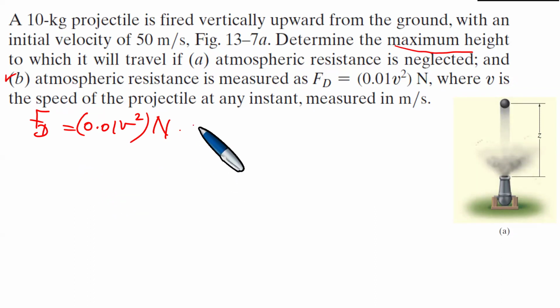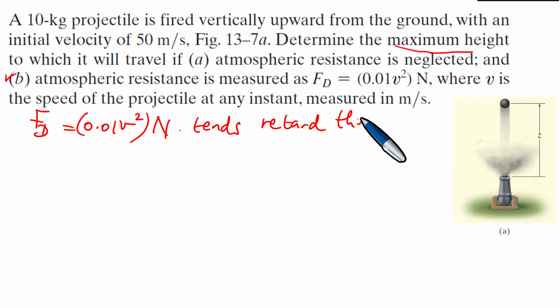And this force tends to retard or oppose the upward motion. Sort of a drag. So at this point, if this is the atmospheric resistance, this is the drag opposing the motion of the projectile. And if the drag acts on the projectile, then it tends to do what? It tends to retard the upward motion. When this is going up, then hang on, this is saying go down.